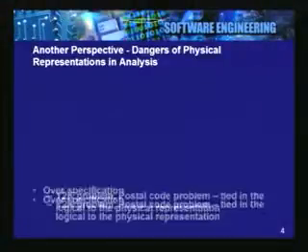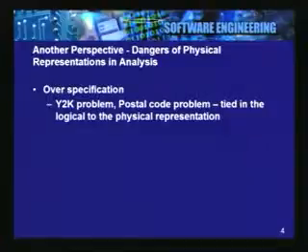One of the things that we have to keep in mind is that specifications lead us to a higher level of abstraction than using either natural language or tying ourselves down to a particular implementation or representation early in the cycle. So that's the other advantage that it tends to give us, that it saves us from the danger of using physical representations in analysis.